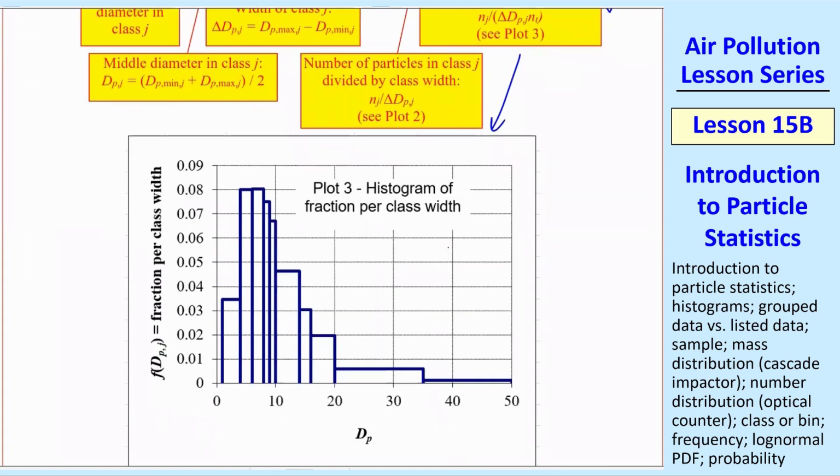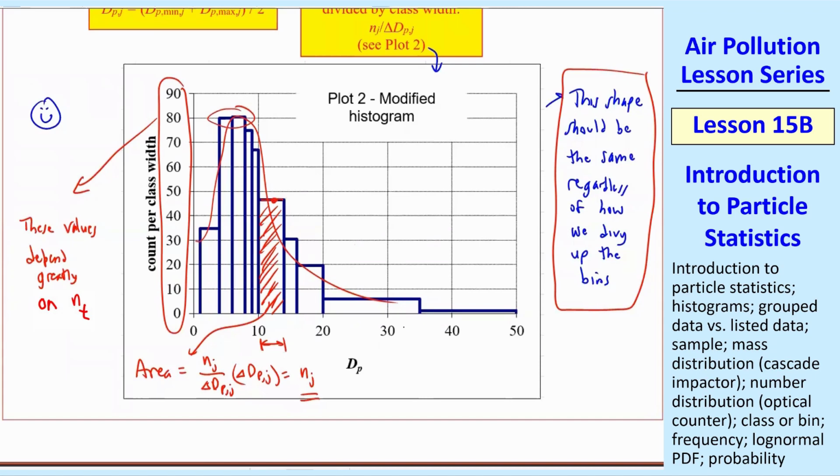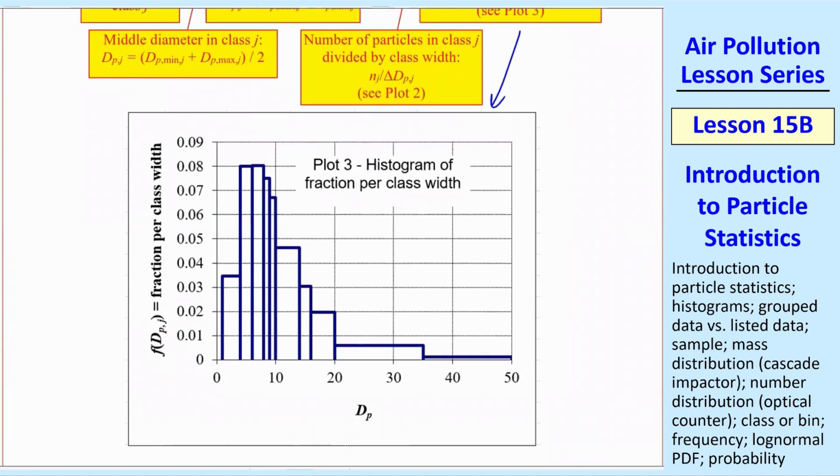Comparing this to our previous plot, you can see that the shape is exactly the same, but instead of going from 0 to 90, we go from 0 to 0.09 in this case. Now, these numbers should be independent of NT. If I double the number of particles in my sample, I should still get this same plot.